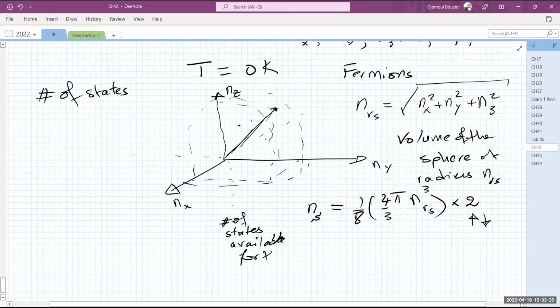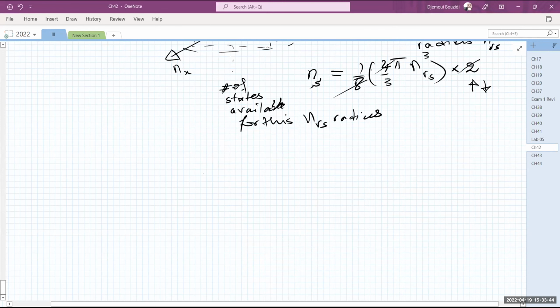for this nRS radius. So you're wondering about the energy level on the surface. Well, this is how many available states for it before we reach that energy level. Obviously, there are some cancellations. The 2, the 4, and the 8 cancel. And the actual number of states is going to be equal to, what is it? Pi over 3 times this radius cubed.